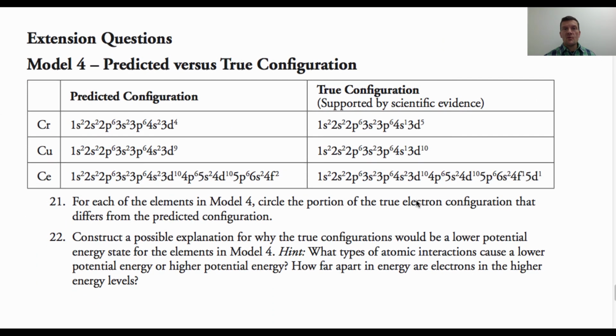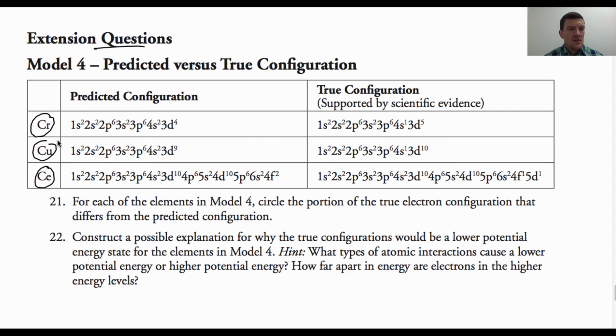All right, we're wrapping this up. Here we go, extension questions. I mentioned that there are exceptions, and we're going to just mention some right now quickly. We're just going to kind of gloss over this. There's chromium, copper, and cesium. And these 3 here, there are exceptions.